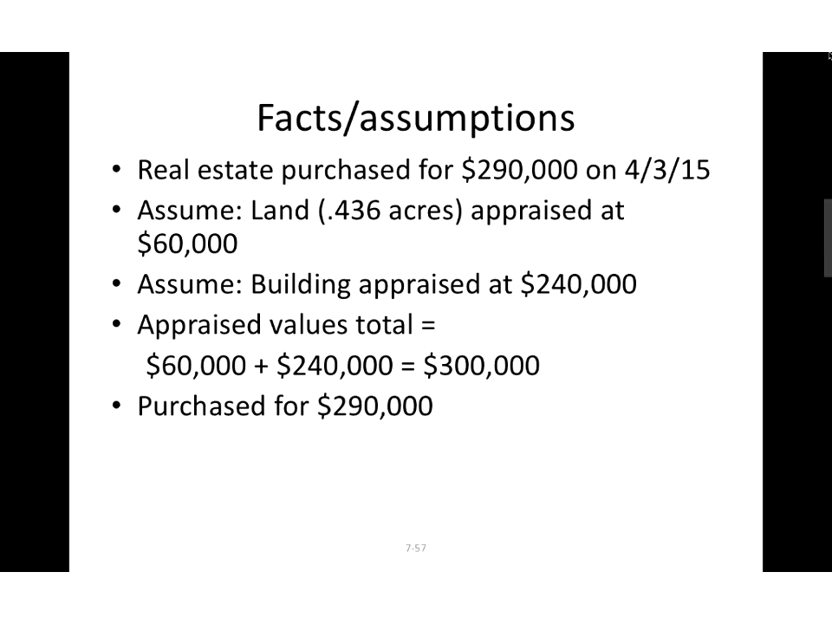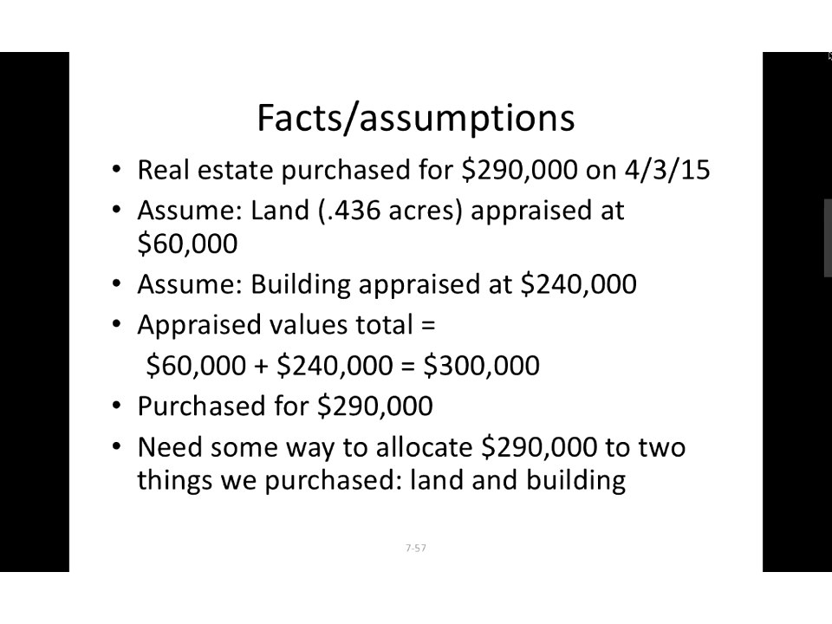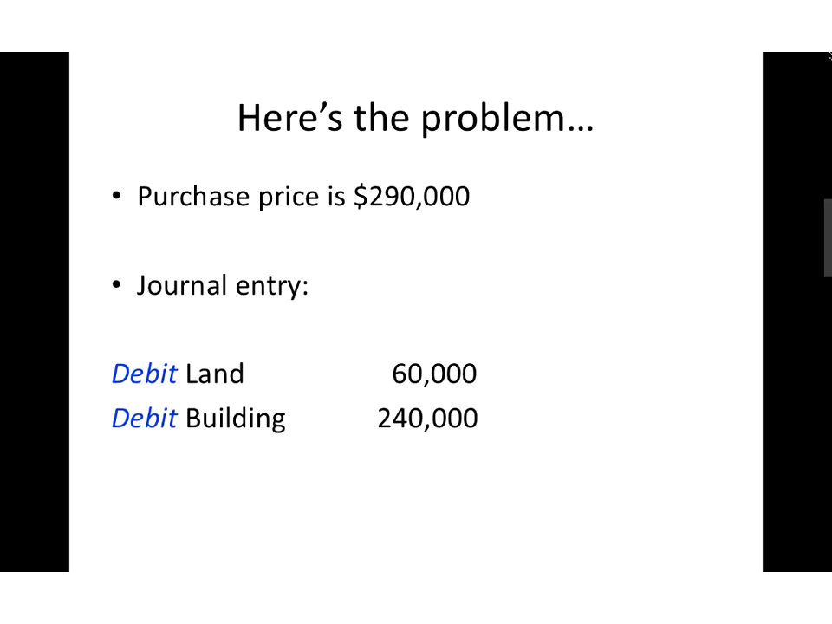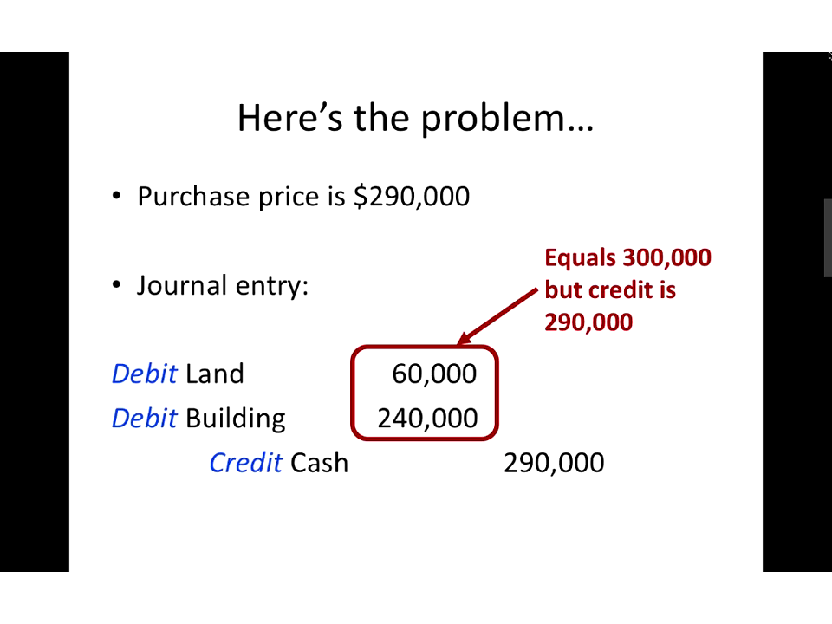Now they paid $290,000 for it. So we need some way to say how much of that $290,000 is land and how much is building. We can't just take the appraised value, because the appraised values add up to more than that. So here's the problem. Purchase price is $290,000. So let's say we debited land for the appraised value, we debit the building for the appraised value, and we credit cash. Problem with this journal entry is those appraised values equal $300,000. That journal entry does not balance. It doesn't work. So we have to say, how can we fix this?